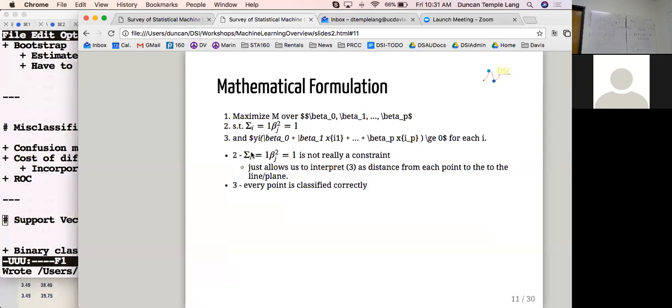We set it up, we put these constraints on to make our life easier, so we can solve the problem, but also for interpretability. Everyone happy? We end up with this, and that's what we get. We can clearly separate these guys out. Everyone happy?